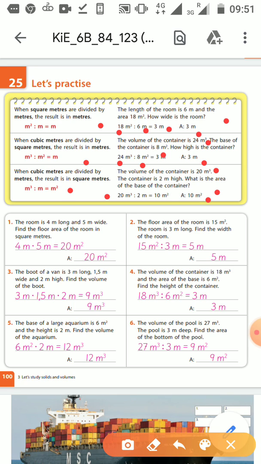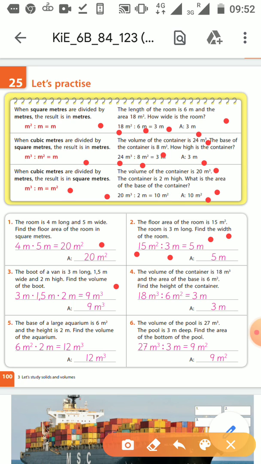In my instructions at the start, I went through some examples. Start off quite easy. This is just simply 4 times 5, because you've got the length and the width, which is 20 meters squared. The next one, you're given the floor area of 15 meters squared, and the room is 3 meters long. So again, you've got 2 of the 3 answers. So you do 15 divided by 3 equals 5. All right.